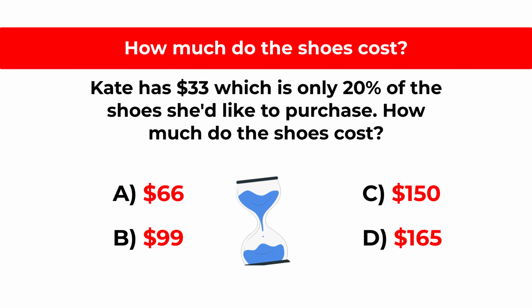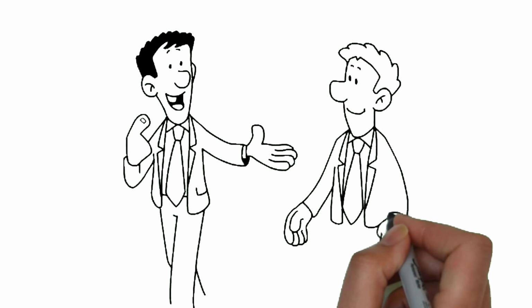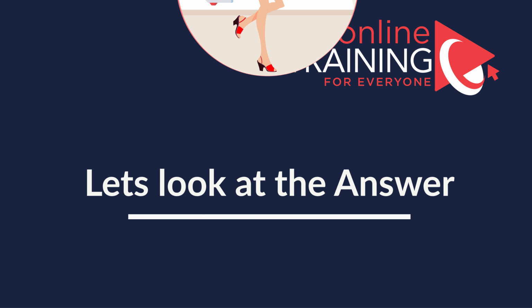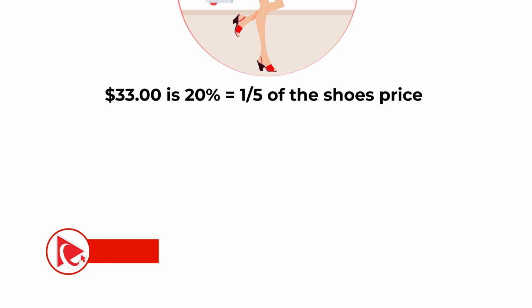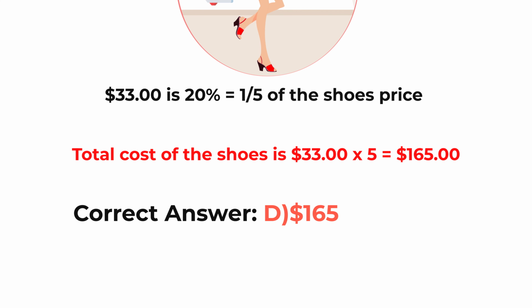Can you calculate the answer? Give yourself 10 to 15 seconds, maybe 20 to 30 seconds, depending how well you are with math and percentages. Ready or not, let's go ahead and get to the correct solution together. The answer to this problem is very simple. $33 is 20% or 1/5 of the shoe's price. So the total cost of the shoes would be 33 multiplied by 5, which would be equal $165. So the correct answer here is choice D, $165.